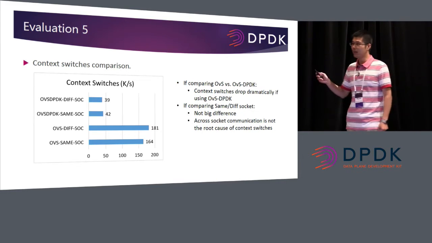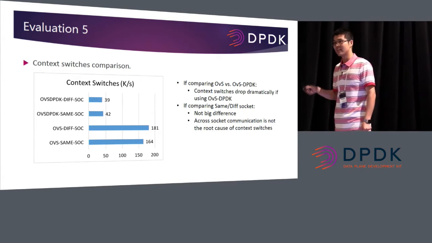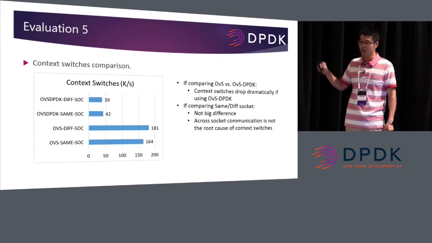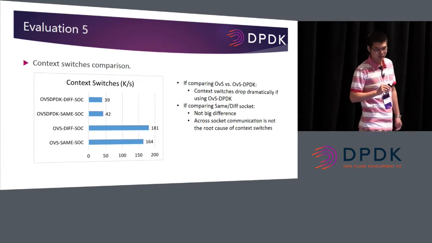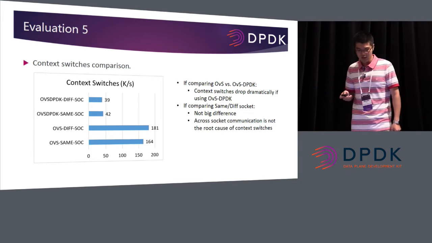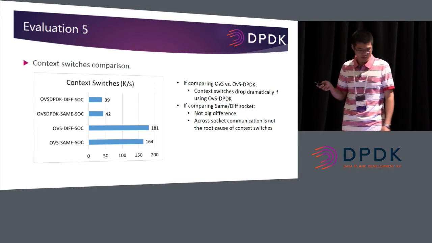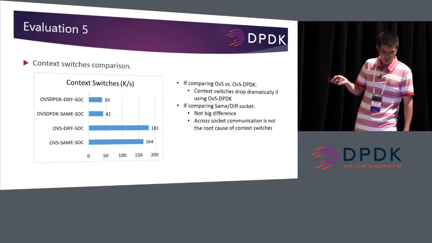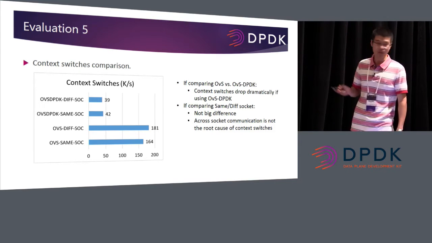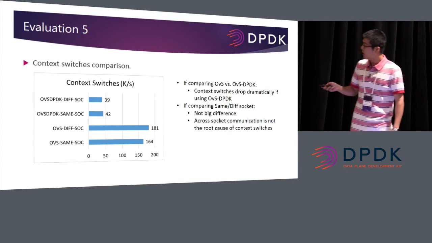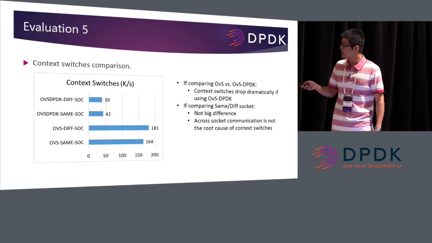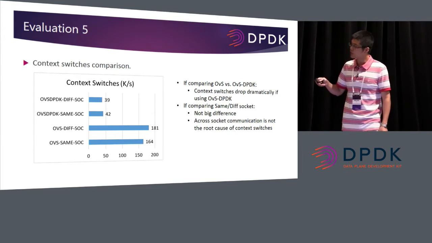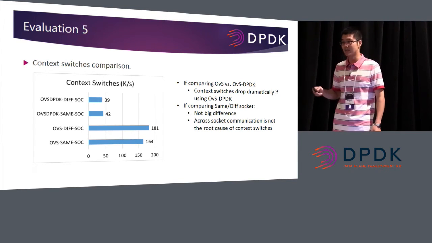And if you remember in our introduction slides, we talk about the context switches for OVS and OVS DPDK. And this diagram is to show you the data. So if we compare this first group with the second group, you can see OVS DPDK context switches will drop dramatically. It's like 4 to 5 times less context switches.